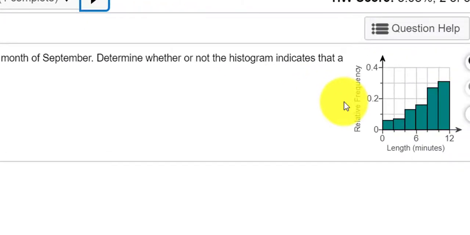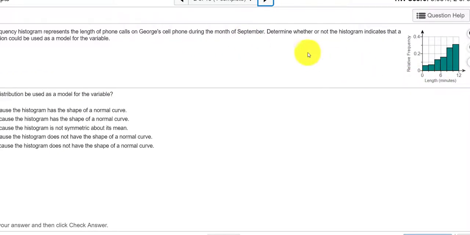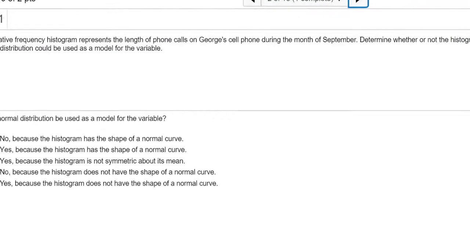The next problem looks to be very similar. We're given another relative frequency histogram, and it looks like it represents the length of phone calls on George's cell phone during the month of September. And we're asked to determine whether or not the histogram indicates that a normal distribution could be used as a model for the variable. And again, I'm going to say no, because this is not a bell-shaped curve.